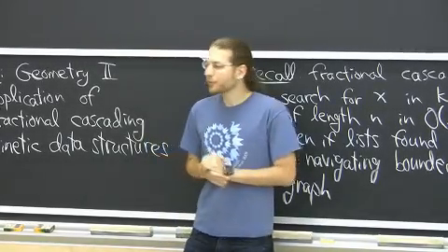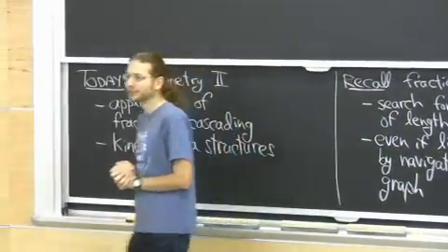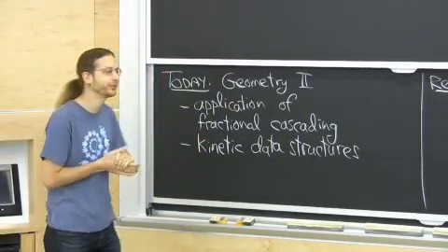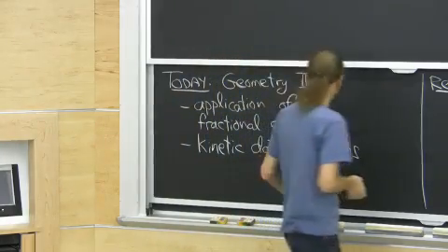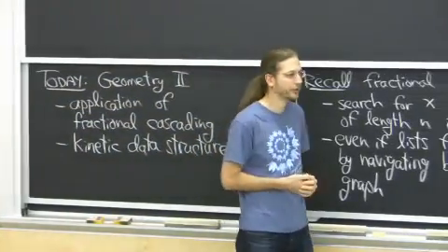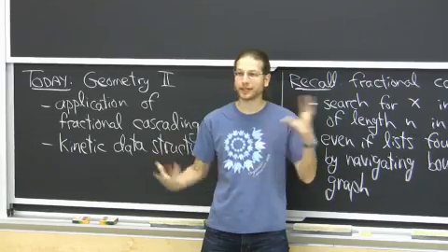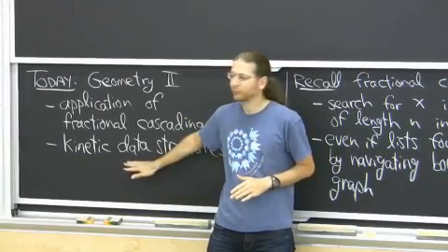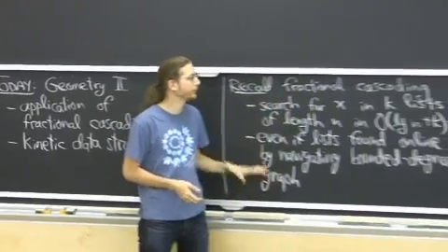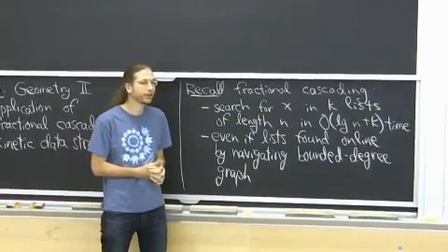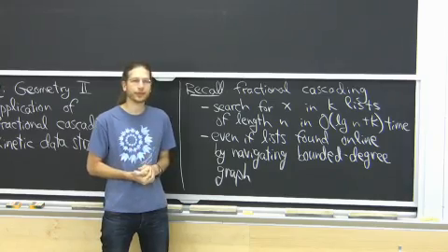All right, time for some more geometry, and in particular some more fractional cascading, which is a cool topic we saw last lecture. And then we're going to do a different kind of data structure called kinetic data structures, where you have moving data. That will actually be most of the lecture. But last time we saw this nice general black box transformation, fractional cascading. We didn't really see a lot of applications of it.